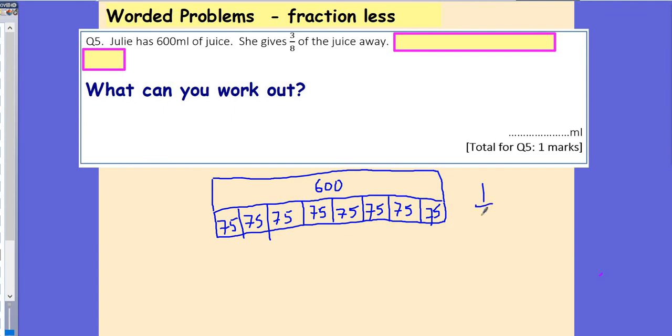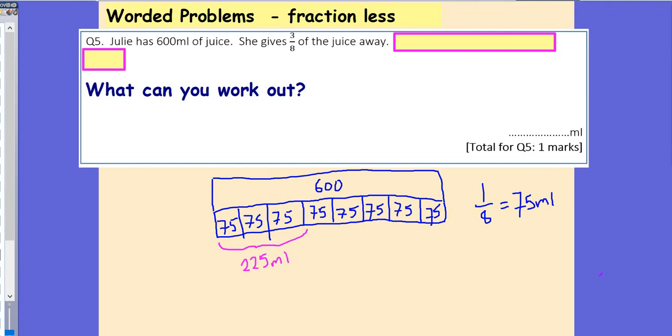Why not? Good to know. I could have worked out how much she gave away, which would be 3/8. I could have worked that out. How much has she given away, Jasper? 225 mils. Fantastic.